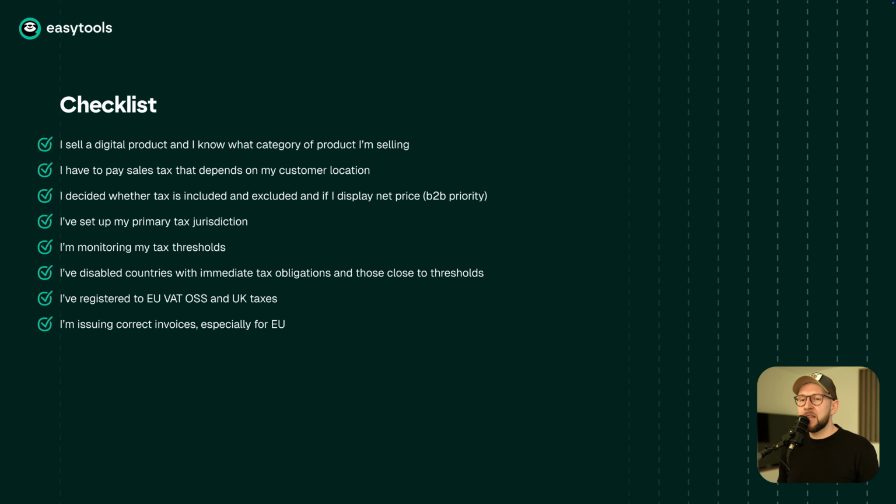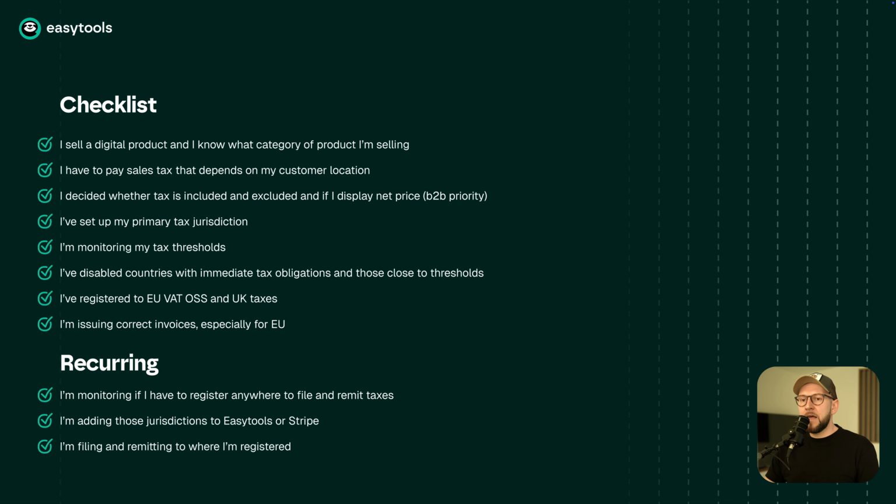So at the very end, let's go to our checklist and make sure that we have everything here. So you are also issuing correct invoices, especially for the EU. That was one of our last points. But also, I've added a recurring section. So things that you'd have to monitor, not only the ones from the checklist, but also monitor for the future. And I'm pretty sure that you are aware of it now.